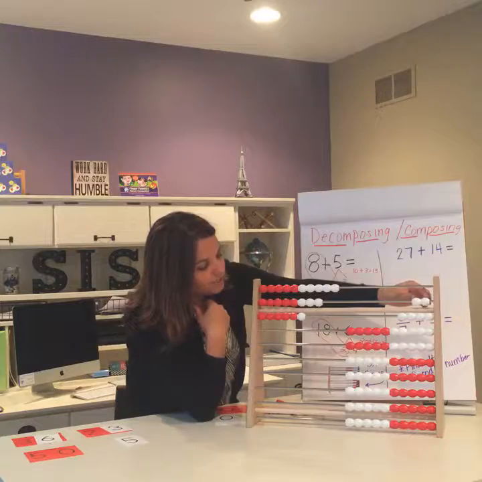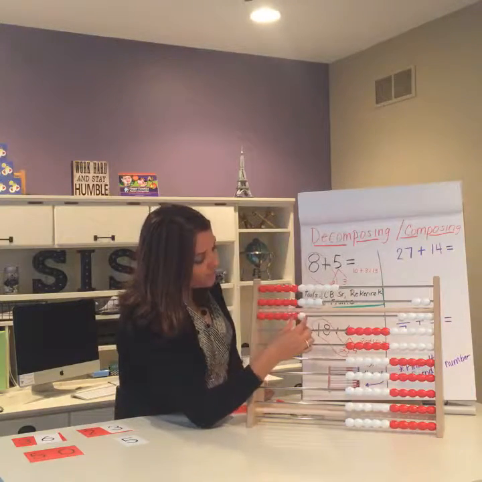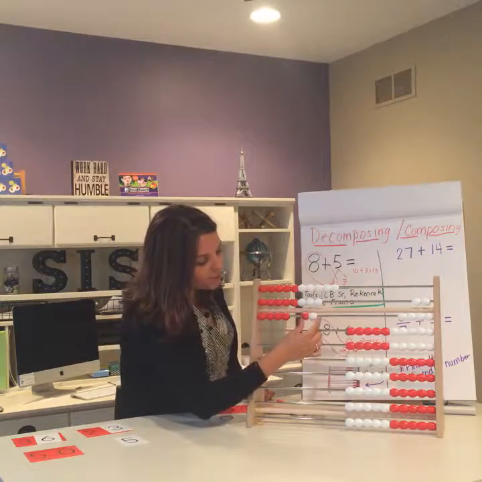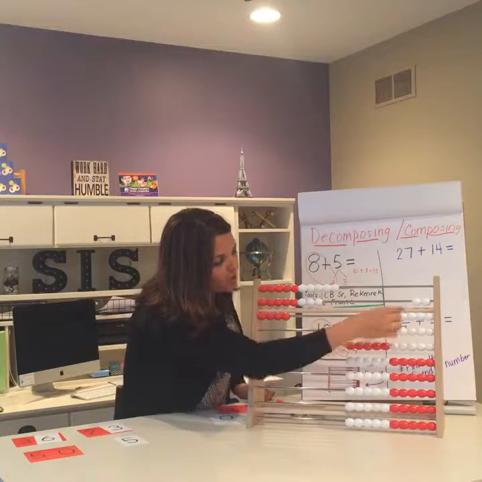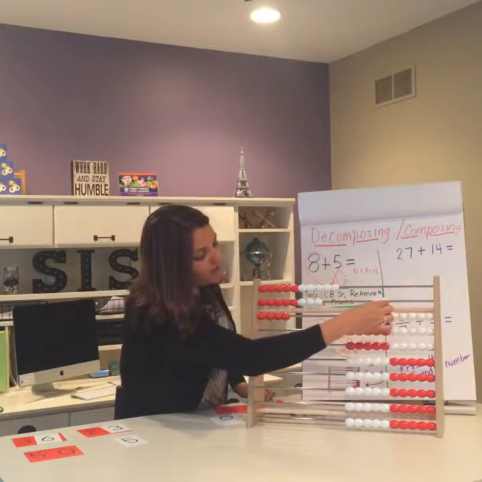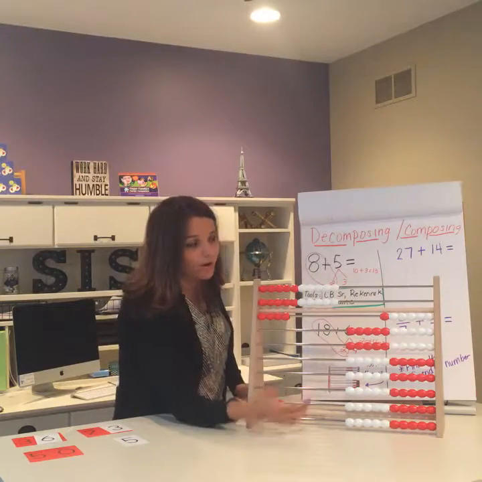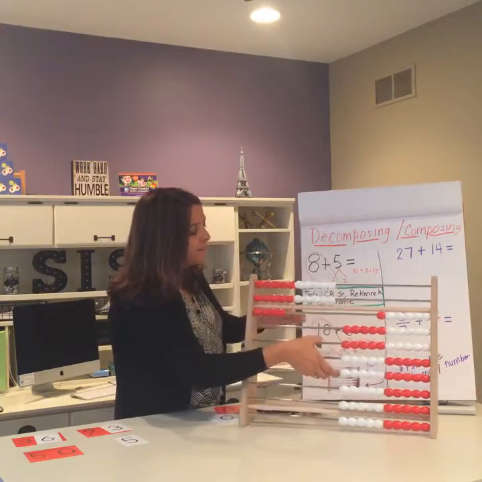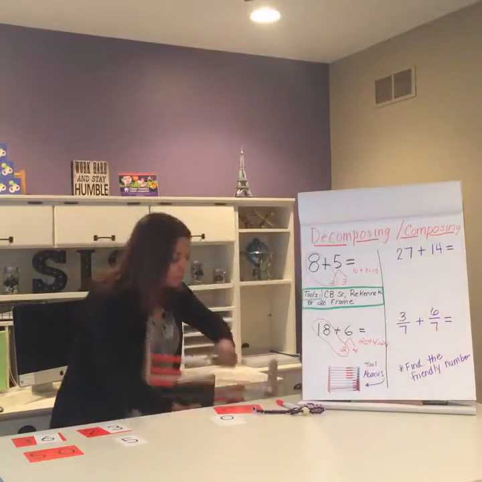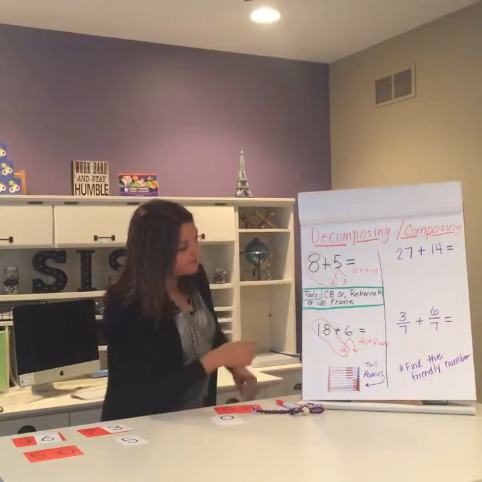And so we know that we need 2 more, so we're going to take our 6 and decompose it into 4 and 2. So we're going to take that 2 and bond it with our 18 to get that nice even 20 to get our answer of 24. The abacus can be used for lots of things, but decomposing and composing is a really great way for kids to be able to see how to use it.